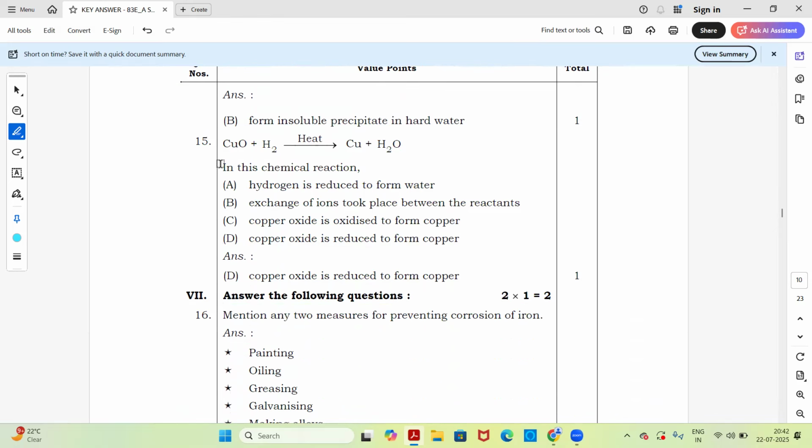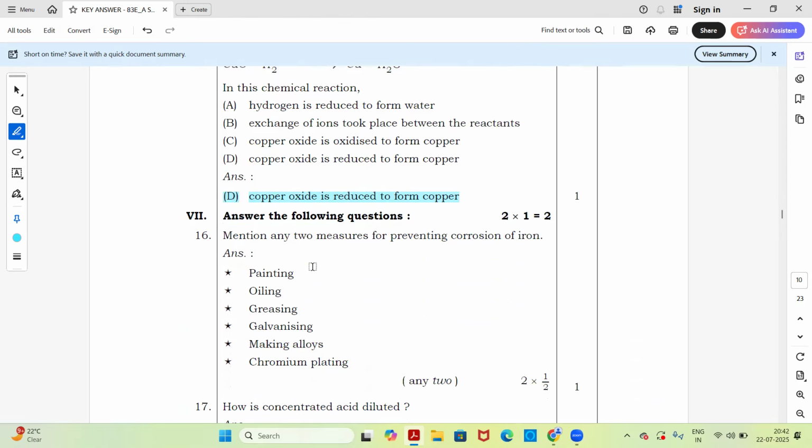Okay. Fine. Question 15. There's a balance which you have to make, a formula balance. CuO plus H2, and if it's heated, you get Cu plus H2O. It is a chemical reaction. Actually, in this chemical reaction, what will be produced here? So you have 4 options. Copper oxide is reduced to form copper. What reaction happens here? So it's option D. Copper oxide is reduced to form copper.